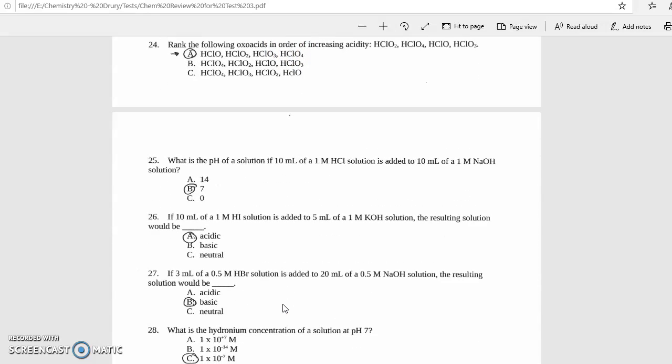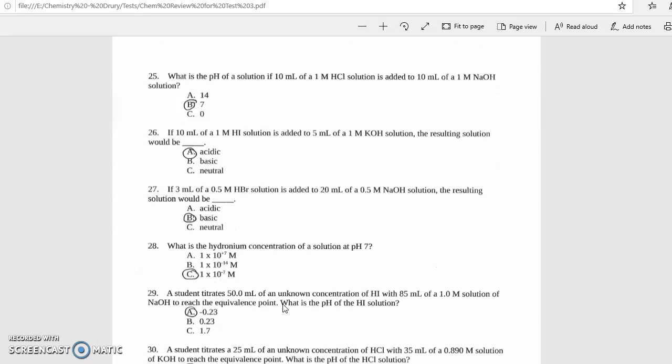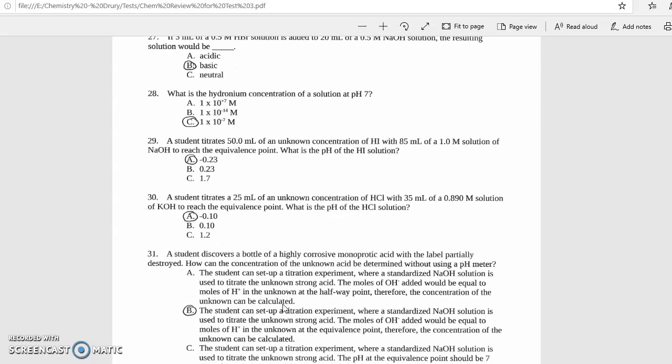Next, 25. That is B. 26 is A. 27 is B. And people did fairly well on all of those. 28 is C. 29 is A. Okay.